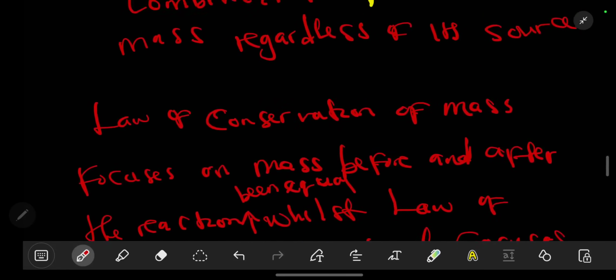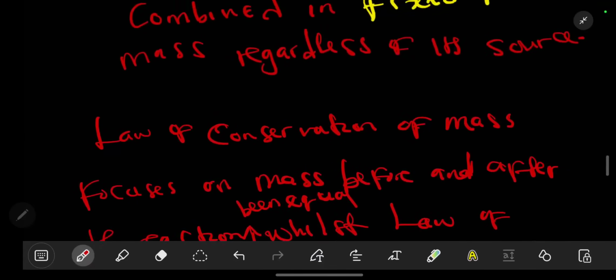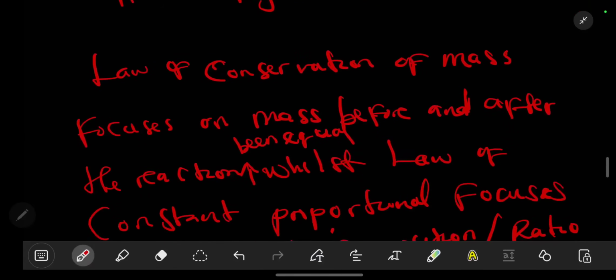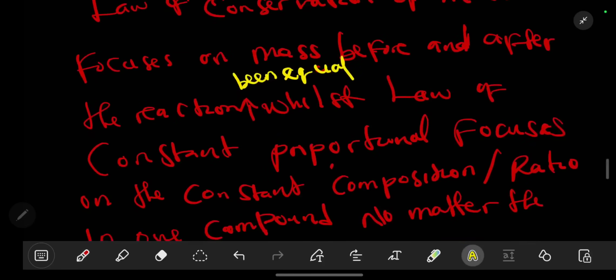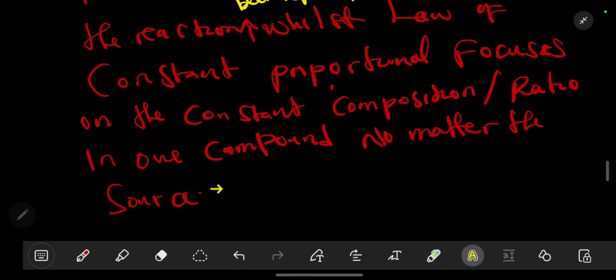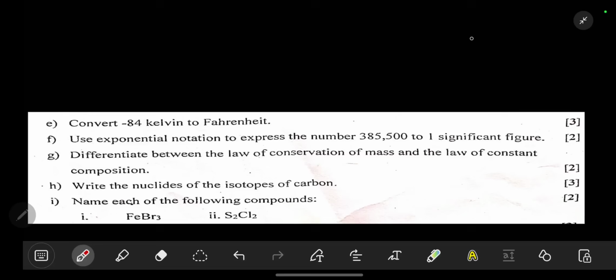So the answer that we can give is: the law of conservation of mass focuses on the mass before and after the reaction being constant, whilst the law of constant proportion focuses on the constant composition or ratio in one pure compound no matter the source. So that is the difference between the two. Let's go to the next problem.